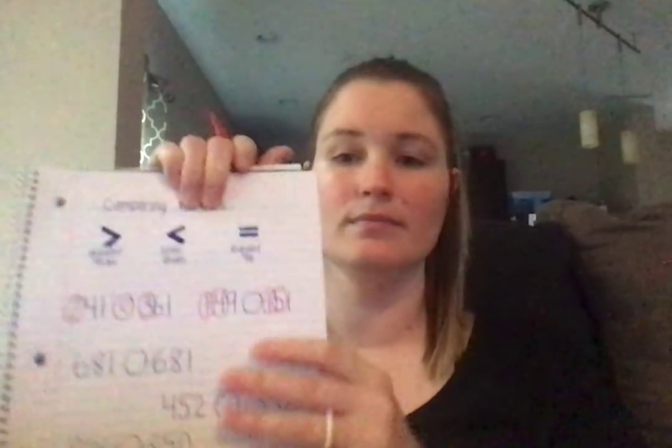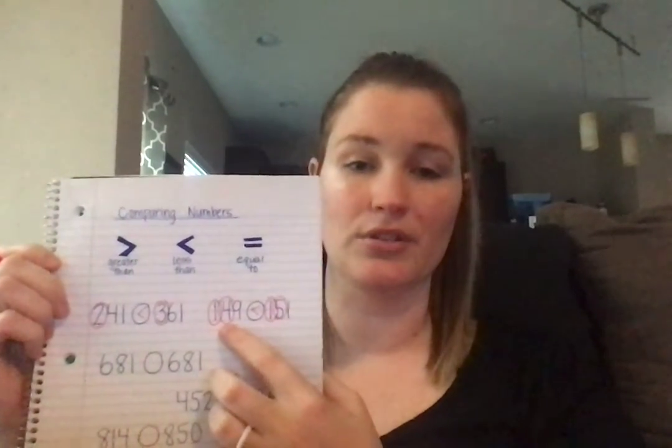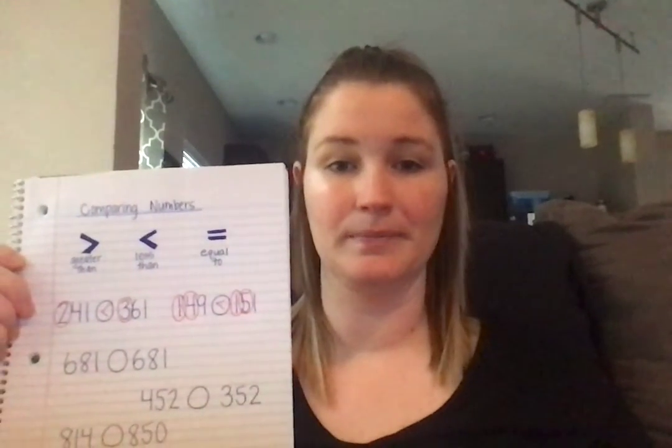So now I'm going to look at my 10 spot. So I'm going to look at my 4 and I'm going to look at my 5. If I look at my 4 and I look at my 5, I know that 5 is bigger than 4. So that means my alligator is going to eat my 5. And so again, I have a less than symbol. So 149 is less than 151.